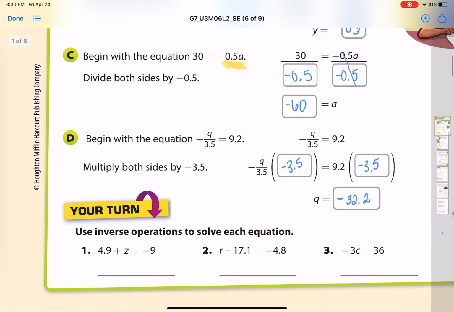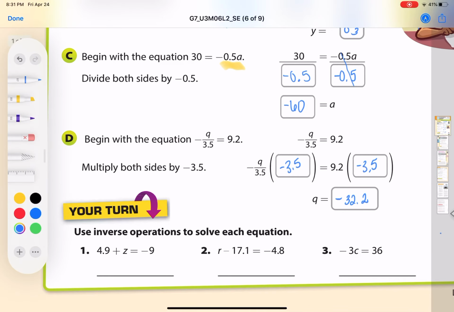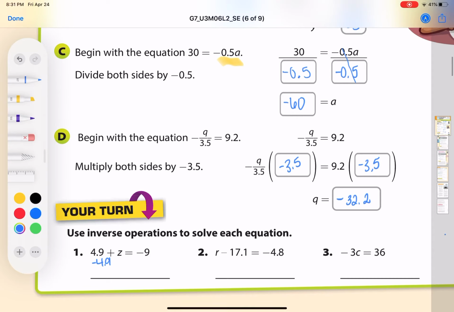Okay, your turn here at the bottom. 4.9 plus z equals negative 9. In this case, 4.9 is being added, so we're going to subtract 4.9 from both sides. 4.9 minus 4.9 is 0, so I cancel, and I'm left with z equals negative 9 minus 4.9, which is negative 13.9. You could also rewrite it as negative 9 plus negative 4.9, and a negative plus a negative equals a negative.